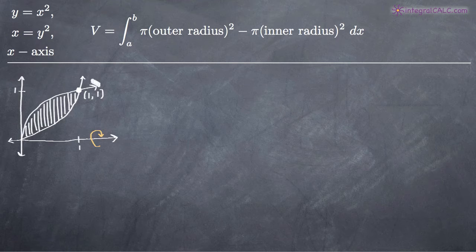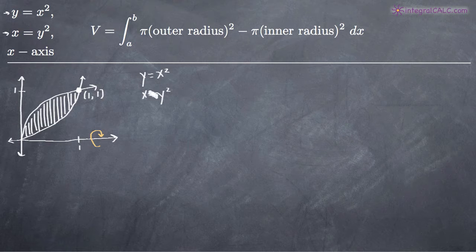So since we're revolving around the x-axis, we need to make sure that both of our functions are in terms of y. Notice here that we've got a function in terms of y and a function in terms of x. We need to change the second one so that it's in terms of y. If you're revolving around the y-axis, make sure that both of your functions are in terms of x before you move forward. So we've got the first function, which is y equals x squared, but the second function, x equals y squared, we should change into y equals something.